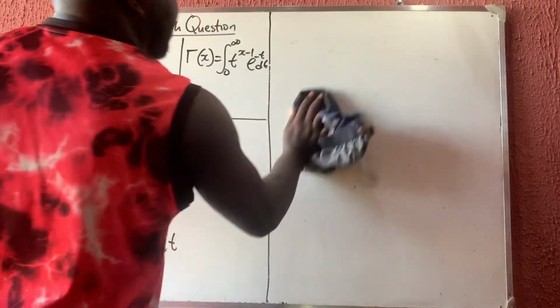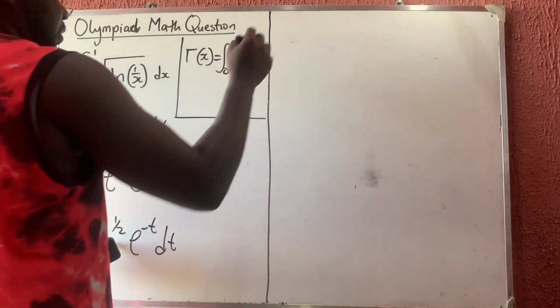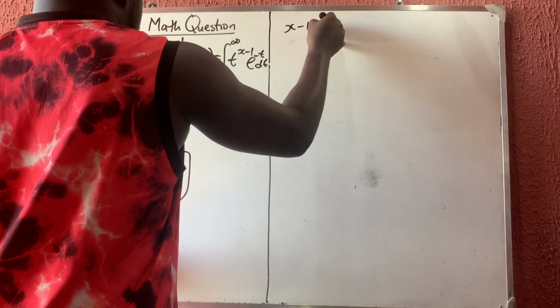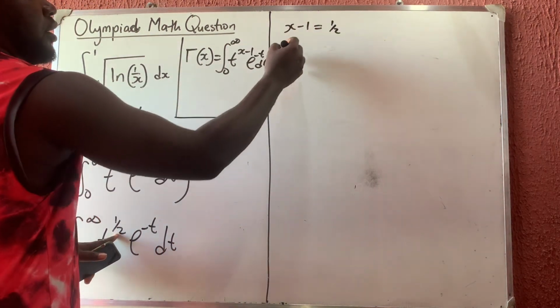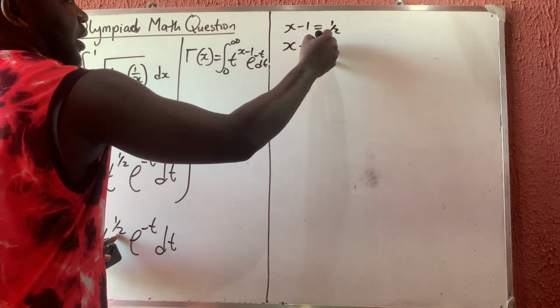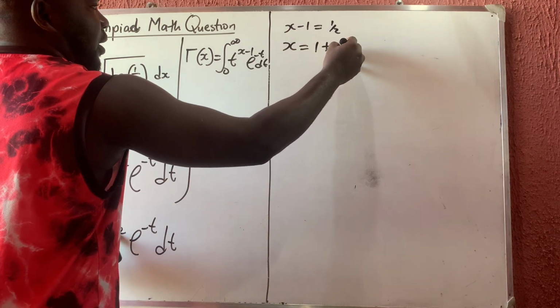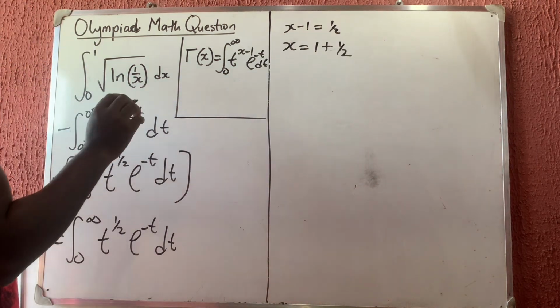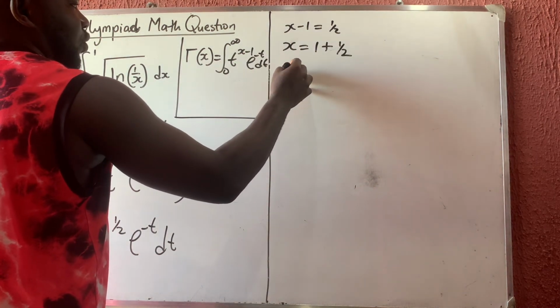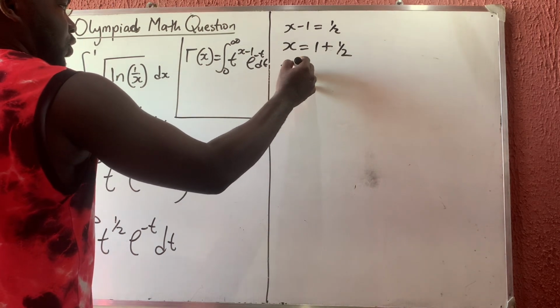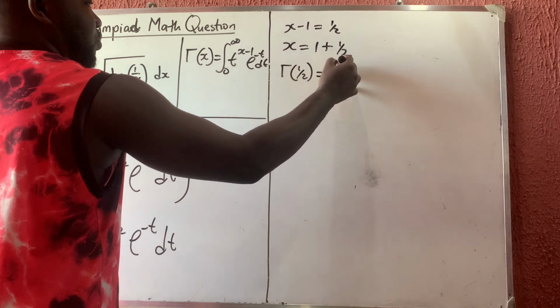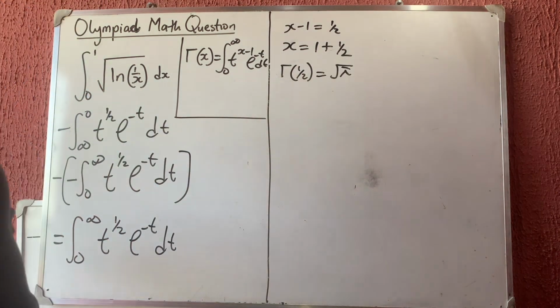Now if you compare both of them, we are going to have that x minus 1 is equal to half. Therefore my x is equal to 1 plus 1 over 2. But don't forget that the gamma function of half is equal to square root of pi. Please don't forget that the gamma function of half is the square root of pi.